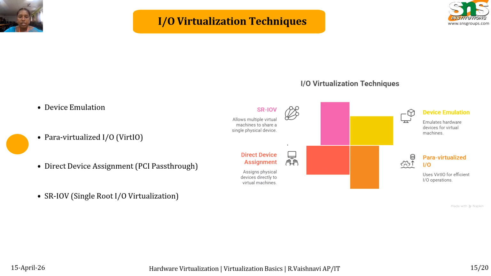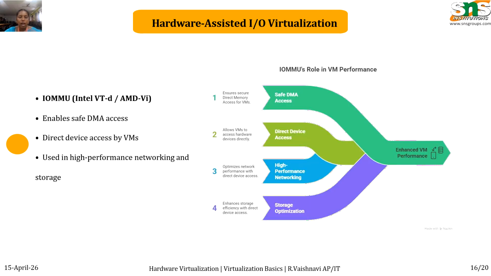Input output virtualization techniques. Here we have the device emulation, para virtualized input output, and then direct device assignment, and then SR-IOV, that is single root input output virtualization. The hardware assisted input output virtualization enables safe DMA access and direct device access by the virtual machine, and is used in high performance networking and storage.